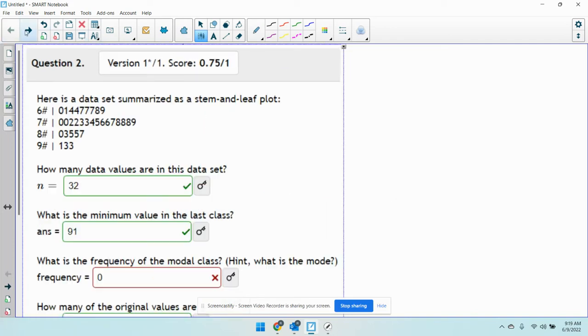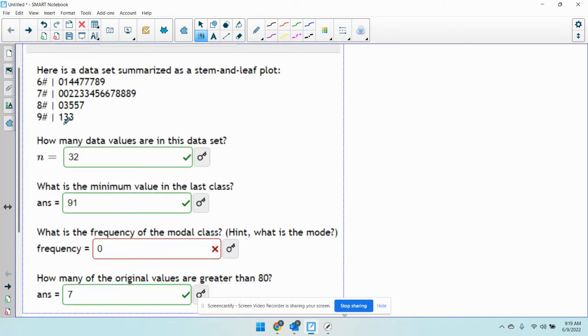Okay, so for question two, it says here's their data set and it wants to know the frequency of the modal class. Now, this is not quite the same as saying what is the mode. So I really don't like this hint. It's very misleading. We don't really talk about it specifically in the notes, but the modal class is the class, the 60s, 70s, 80s, or 90s, that has the highest occurrence.